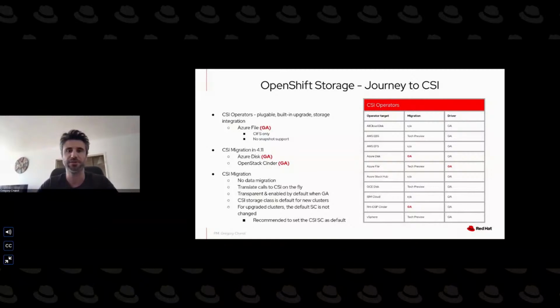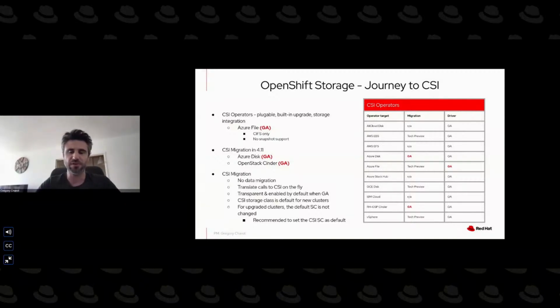Starting with cloud provider CSI drivers, we are promoting Azure File CSI driver to GA, allowing OpenShift clusters running on top of Azure to consume file storage with RWX PVs. Worth noting that we only support CIFS, and due to a driver limitation, there is no snapshot support at the moment.